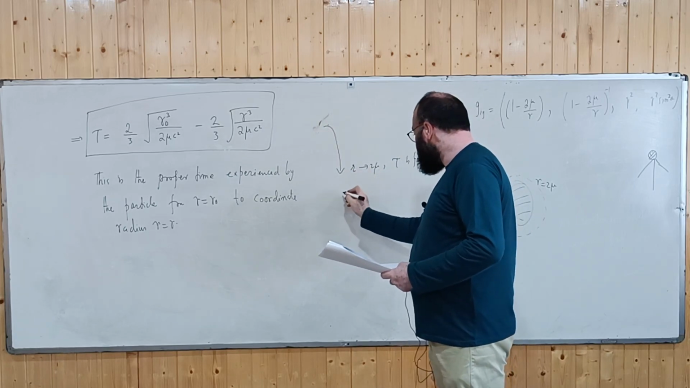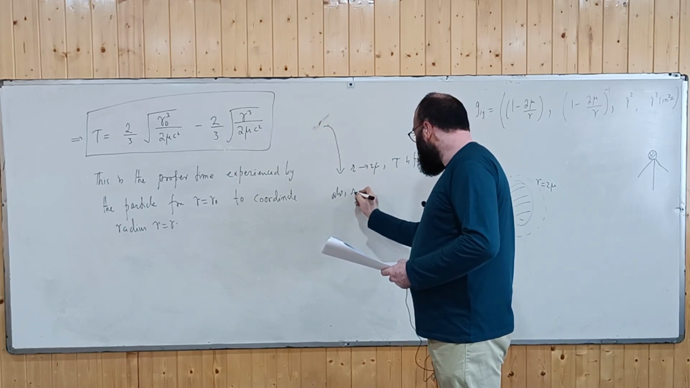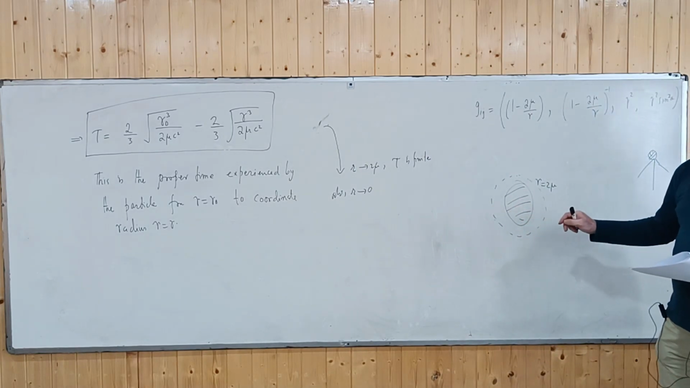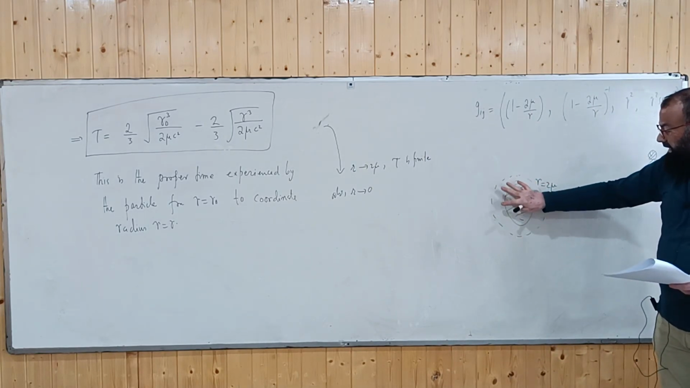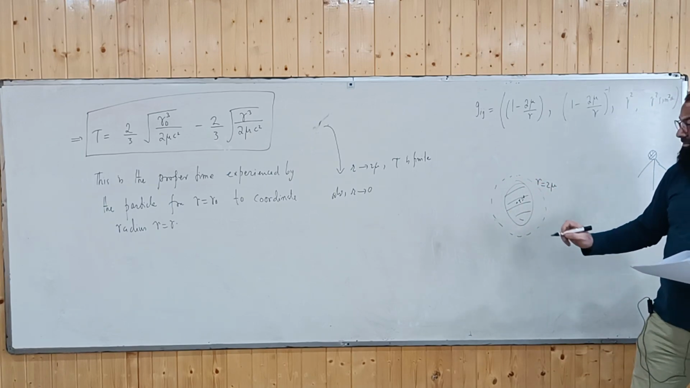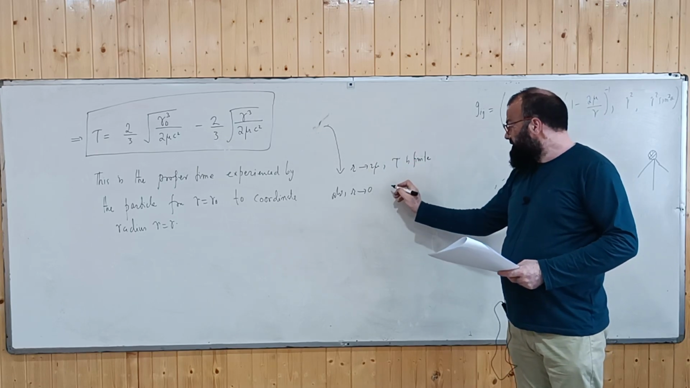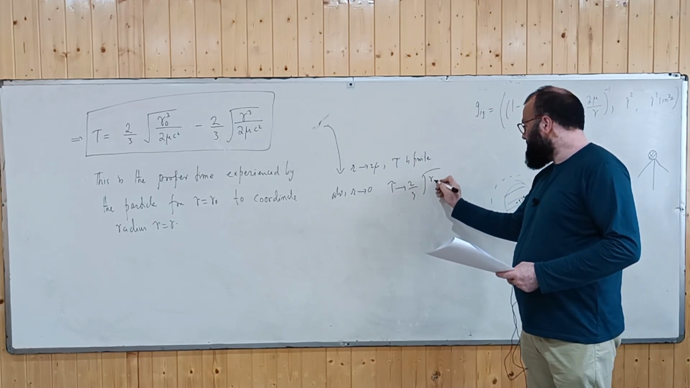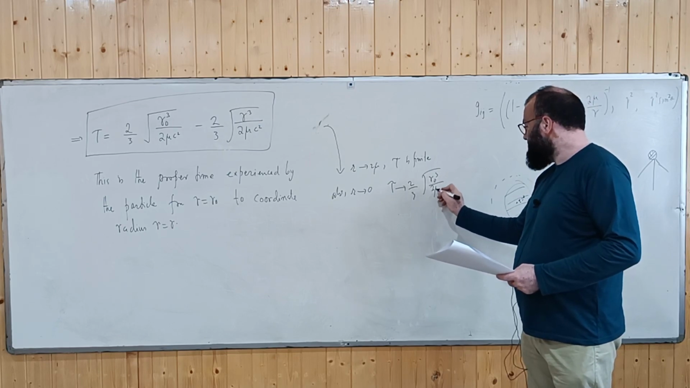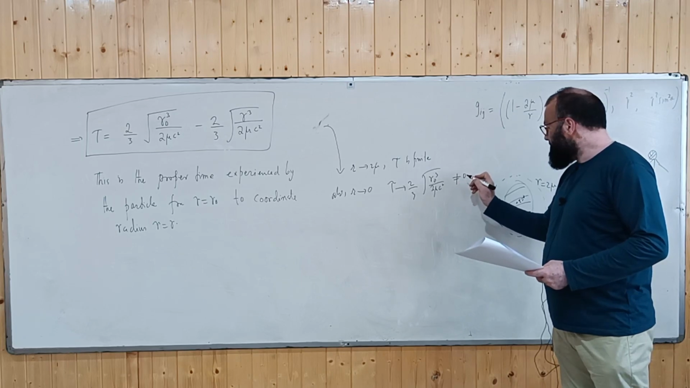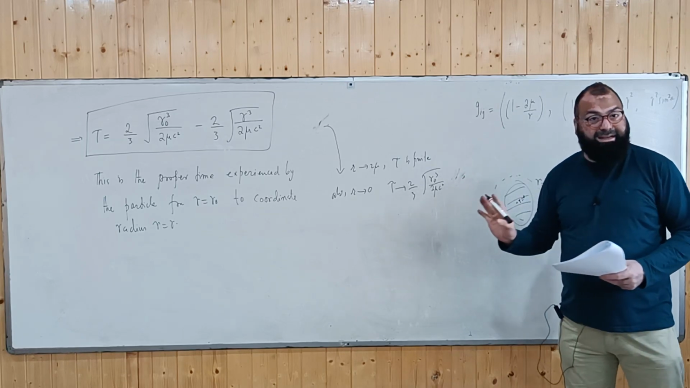Now also r tends to 0. That means towards the center of this very object, or the center of this very dotted circle. Let's say this is r equal to 0. So what happens when r tends to 0? This tau goes to 2 by 3, r naught cube by twice mu c square. So that's also not equal to 0, so it's also finite.